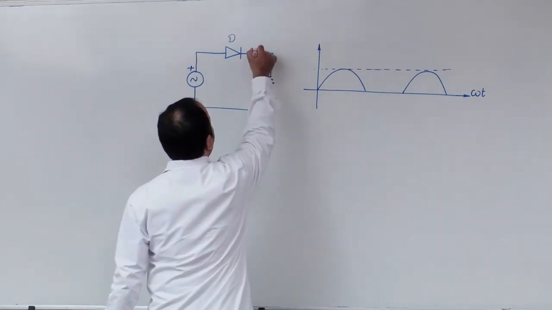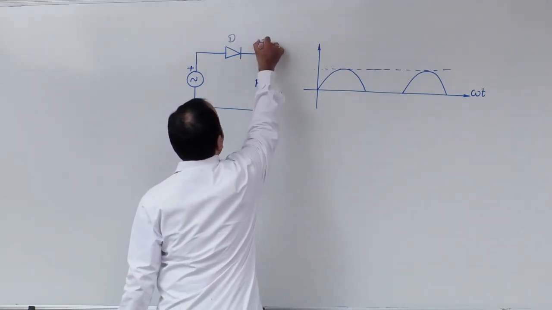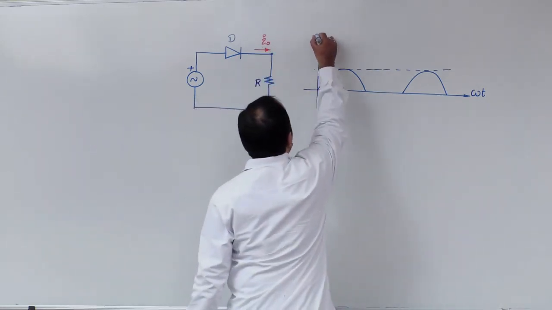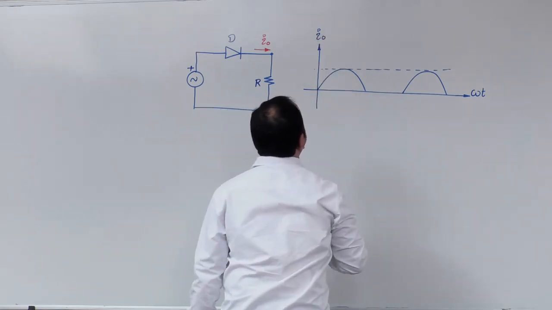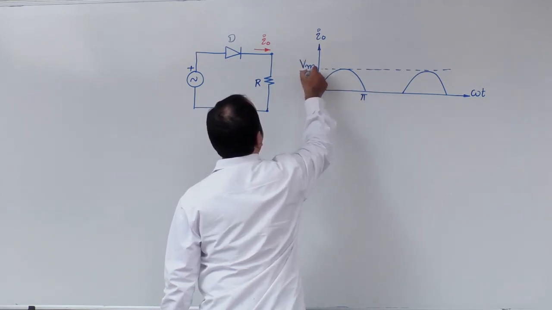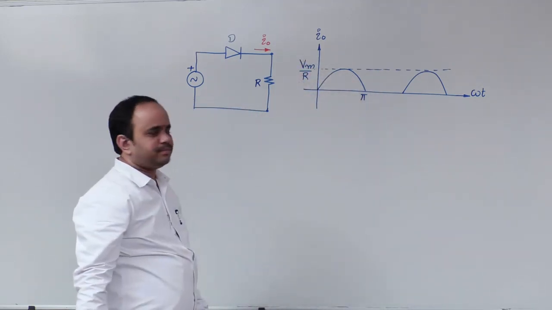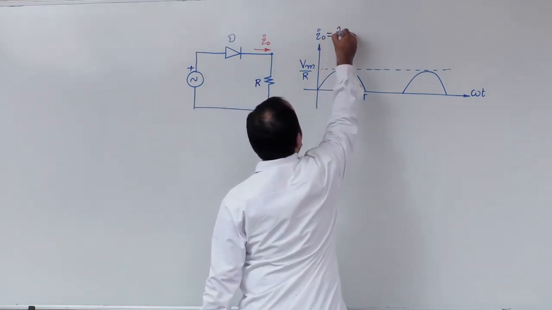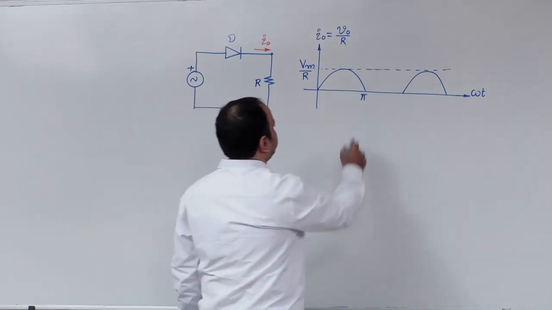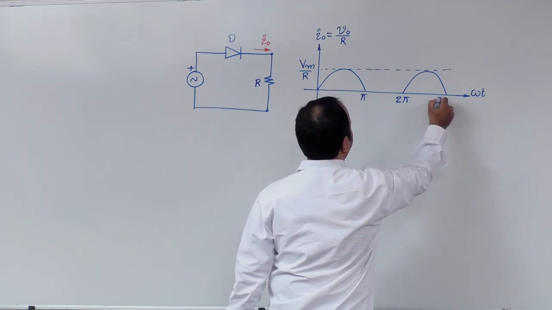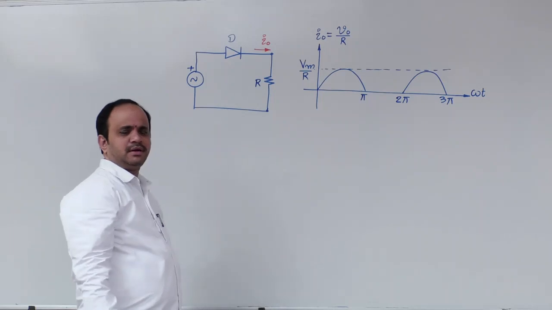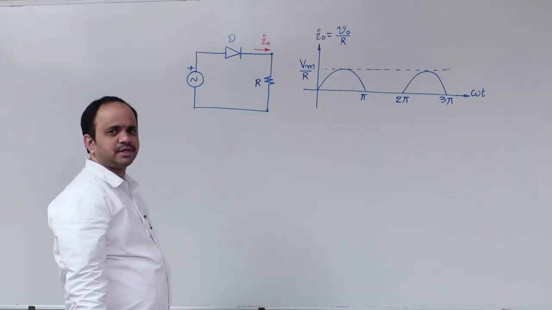Here I have drawn quickly the current waveform at the load side, the I0 waveform. What is the I0 waveform here? From 0 to pi, this peak value is Vm by R, because basically I0 is nothing but V0 by R. Next, pi to 2 pi, as the diode is turned off, current is 0. This is what we studied in our diode half wave rectifier circuit.